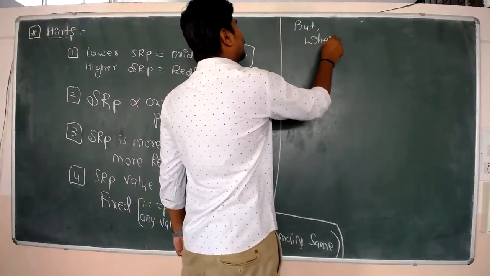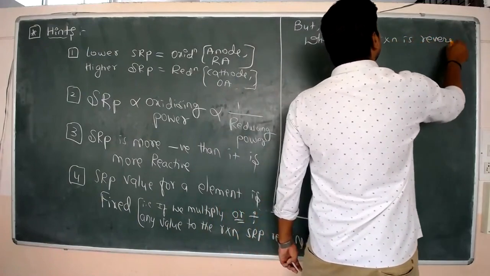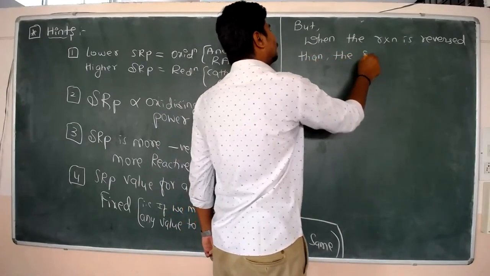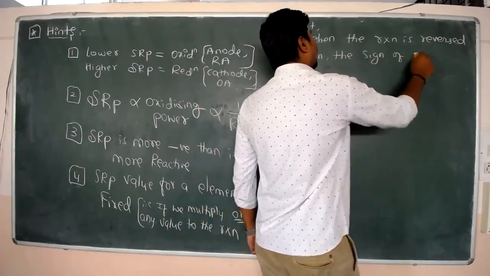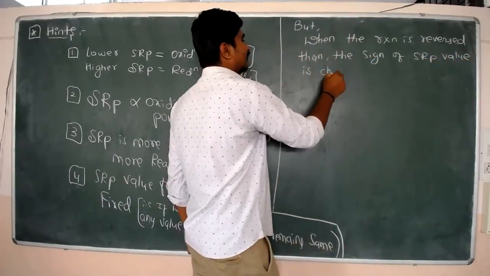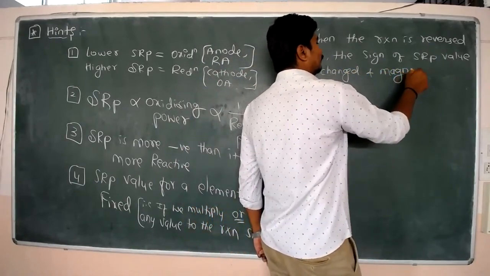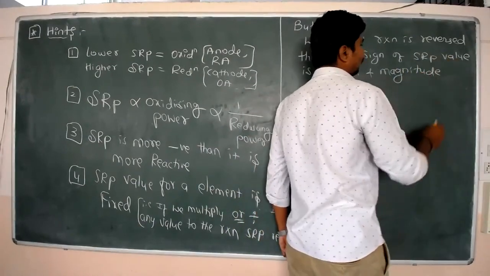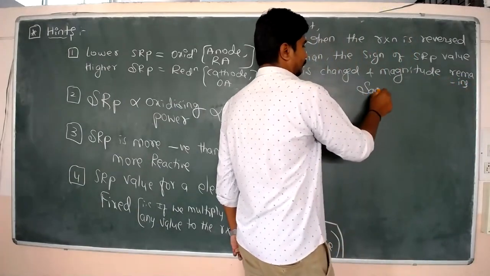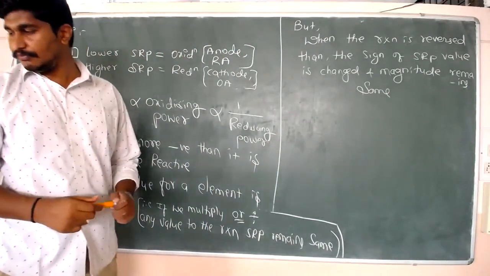But when the reaction is reversed, then the sign of SRP value is changed. And magnitude remains same. That particular value remains same. Magnitude remains same. Finished fourth.